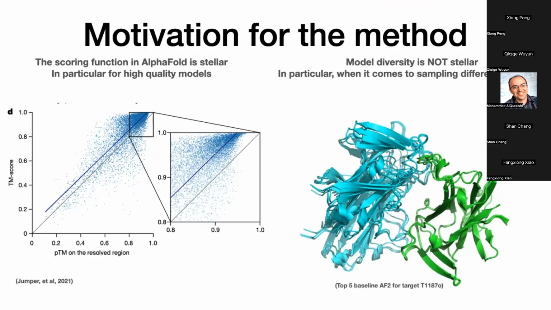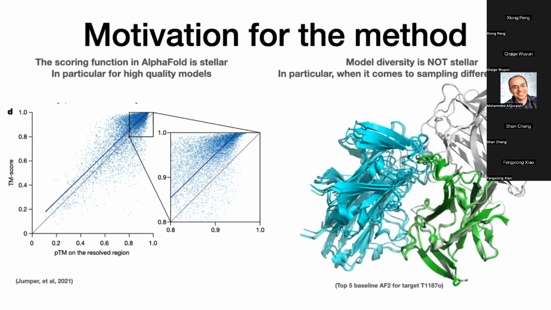So here's one example, for instance, where it sampled the wrong interface, and all the 5 top models are the wrong interface. Of course, you like to have more diversity, so then you just sample more. In many cases, that just works as well, but I will show how we did it.